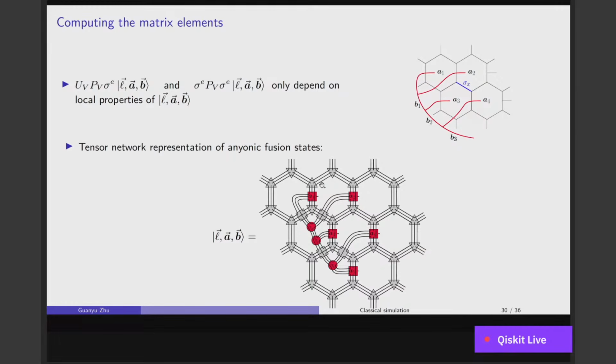But there's an efficient representation using this tensor network state, and you can also encode this ribbon graph structure into the tensor network state by explicitly building this tensor network structure to take care of this ribbon. And that allows you to calculate all these matrix elements.